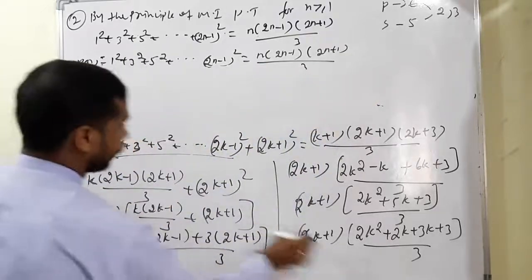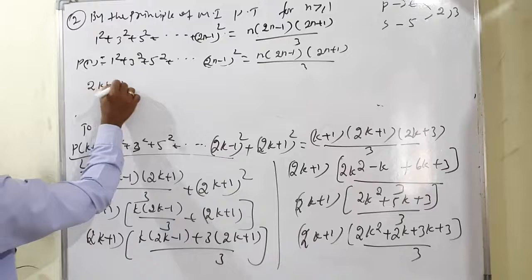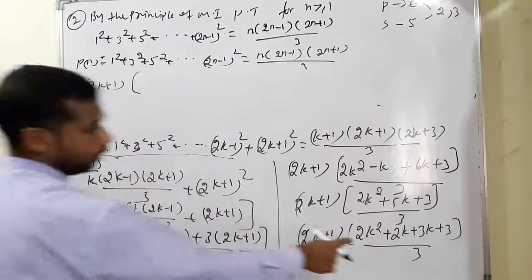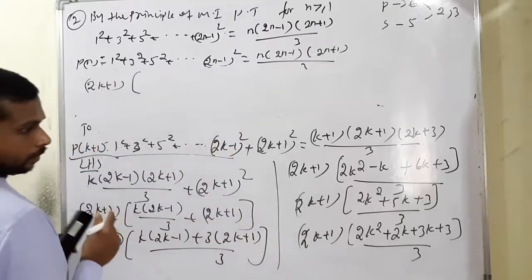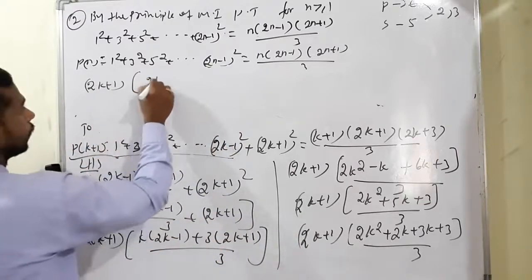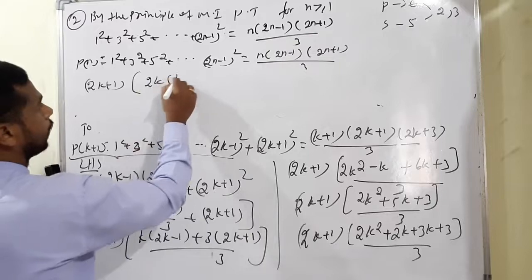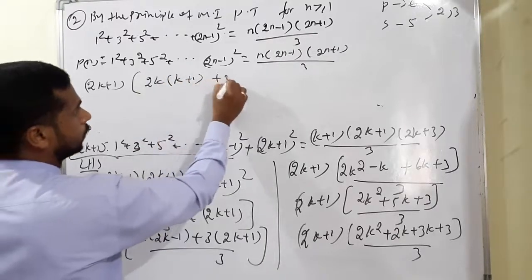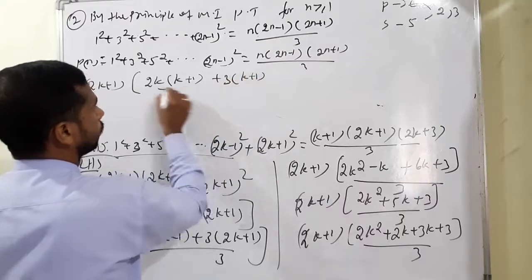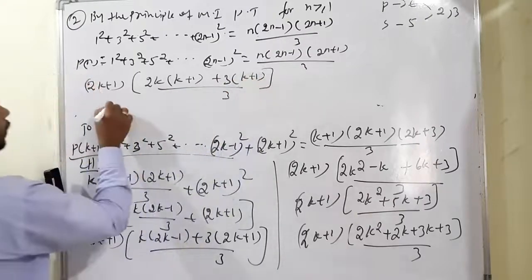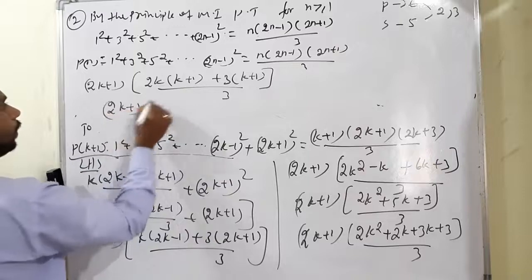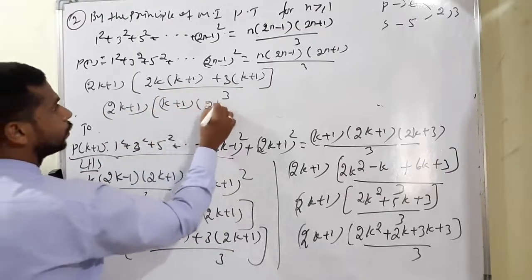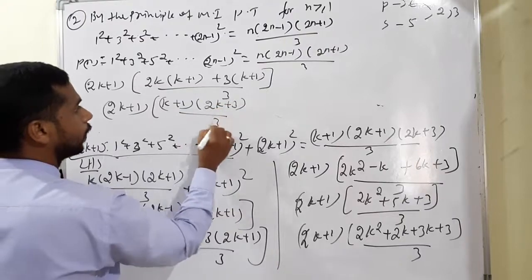Next one, 2k plus 1 as it is, then inside, take 2k common outside, inside k plus 1; the next term also, plus 3, take common outside, means k plus 1, the whole term divided by 3. Again 2k plus 1 into the common factor k plus 1 into 2k plus 3, the whole term divided by 3.